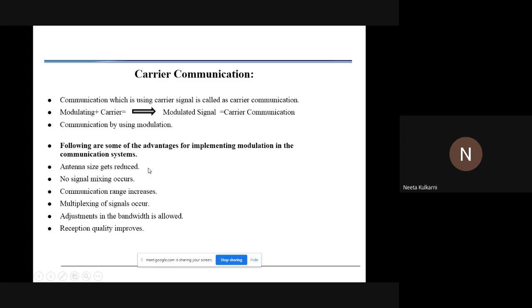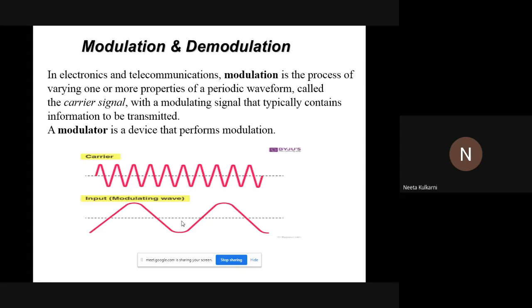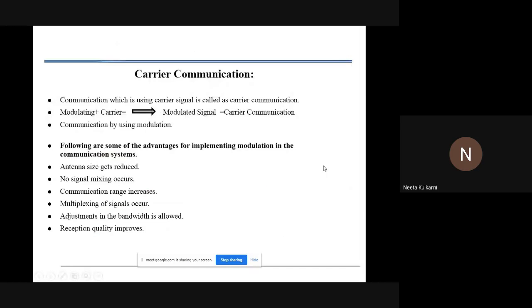So antenna height is reduced, mixing of signals is reduced, communication range increases, multiplexing occurs, adjustments in the bandwidth are allowed, reception quality improves. So all these are the advantages of carrier communication. As we have already seen this point, is it clear to everyone? Right now also I have repeated, baseband means we transmit only the modulating signal, and carrier communication means we transmit the modulated signal. That is called carrier communication. Is it clear? Basic difference.